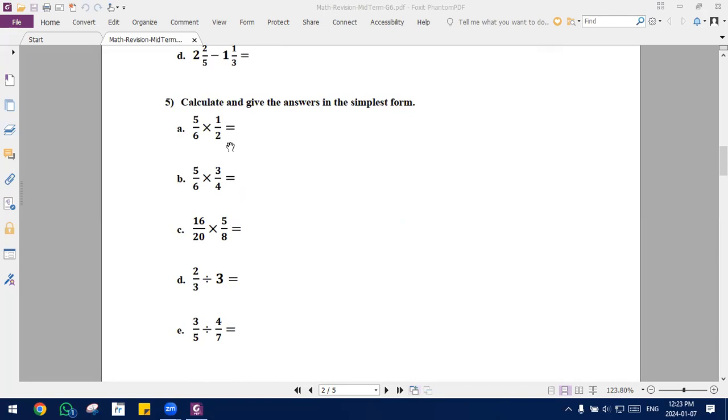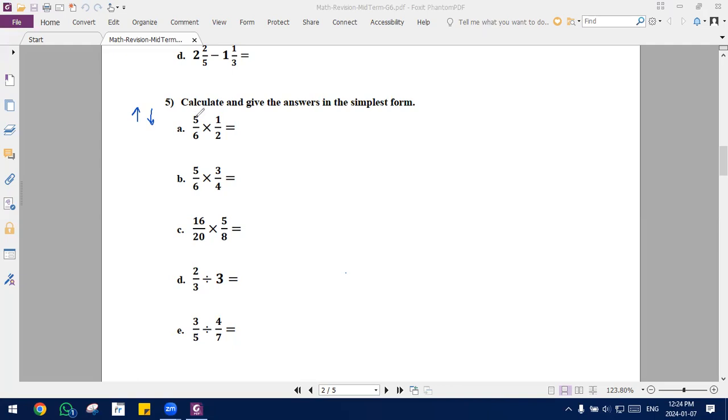Next, calculate and give the answer in the simplest form. Okay, here we have multiplication. As you remember, we said that in multiplication we can do simplifying or cancellation before we multiply. The rule is I need to pick one number from the upper side and one number from the lower side, like numerator and denominator, and divide them by the same value.